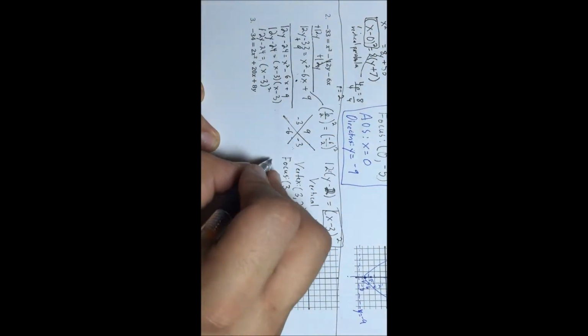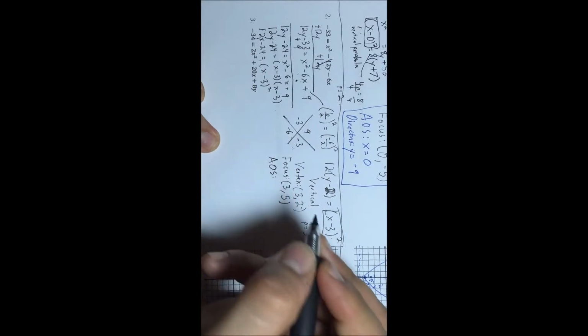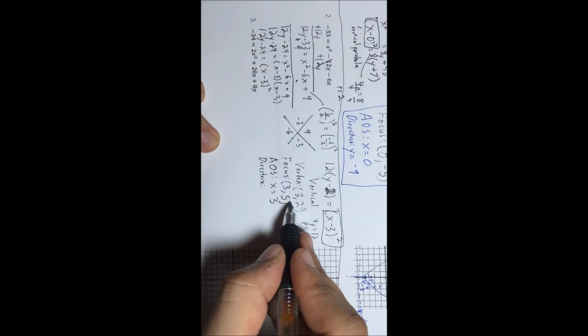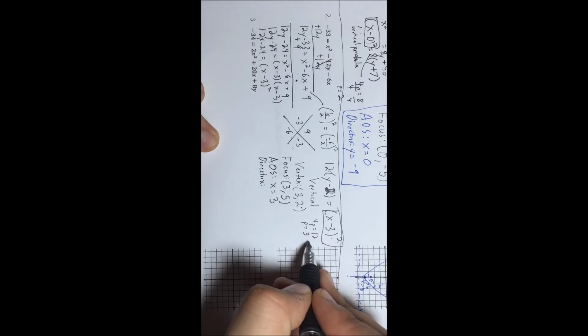I like to separate stuff. The axis of symmetry is going to be just the x coordinate, but it's a line, so x is equal to 3. And last but not least, the directrix is going to be the opposite calculation. So rather than 2 plus p, we're going to say 2 minus p. So that's going to be y is equal to -1.